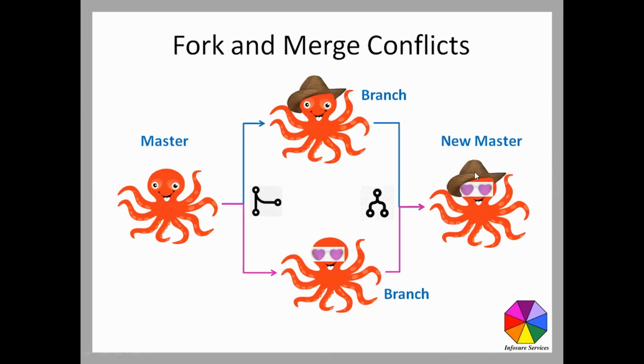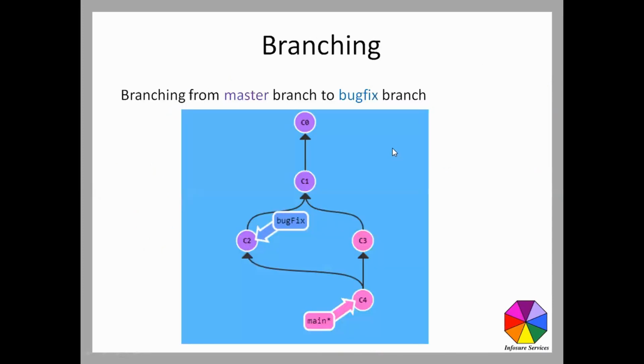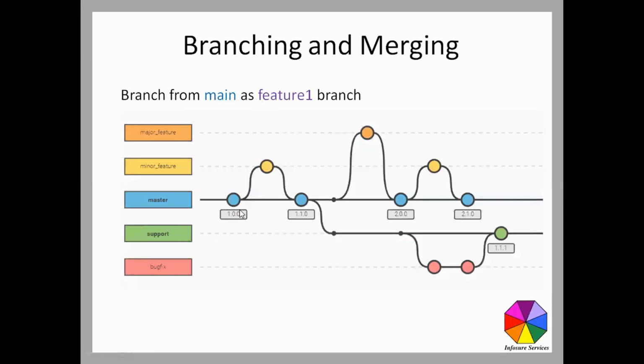If everything is okay, it will go smooth. But if there are conflicts, they have to be resolved between branches. And here is how an open source fork and pull request looks in reality. We've seen what a master is and how branching works, where we've seen branching and merging between multiple versions, like major versions, minor fixes, and bug fixes. So basically how the master and the branch work.